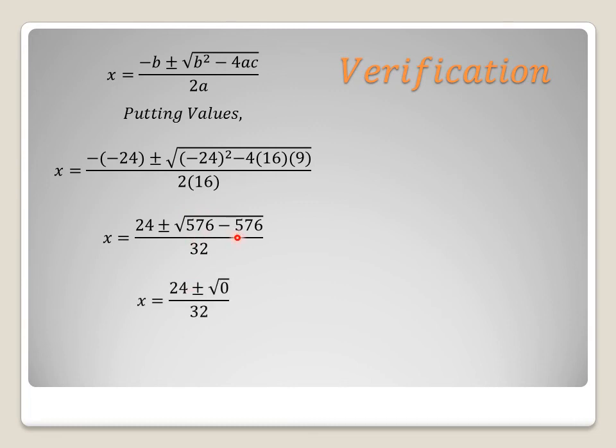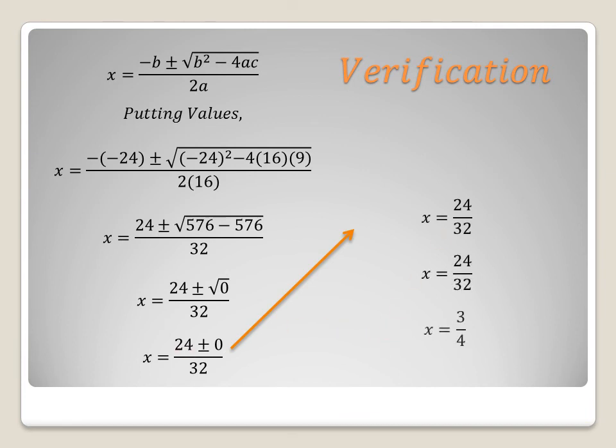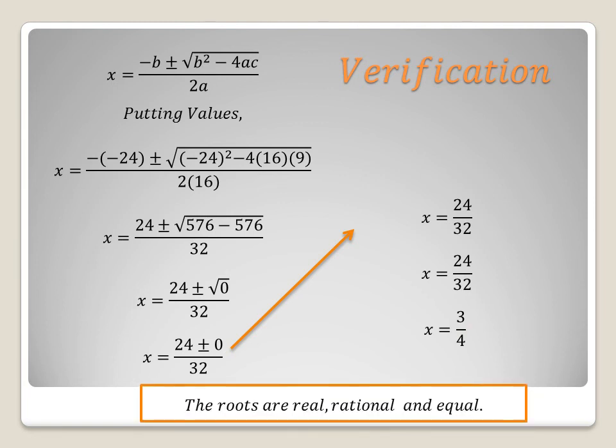576 minus 576 will cancel with each other, so the answer will be 0. Taking the root of 0 will be 0, so no need to write it in plus or minus. Adding 0 or subtracting 0, the answer will remain the same, so I will write it as 24 by 32. After simplifying, we will get 3 by 4. So we will say that the roots are real, rational and equal.